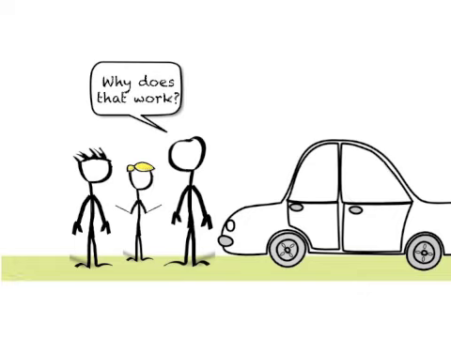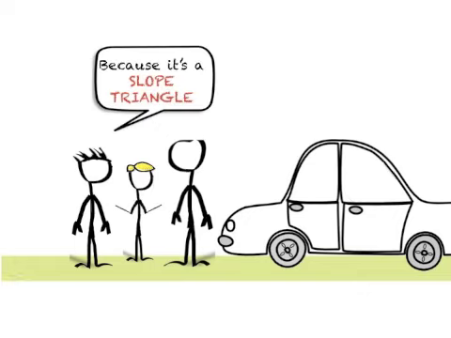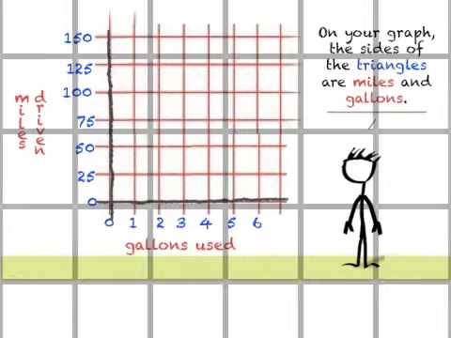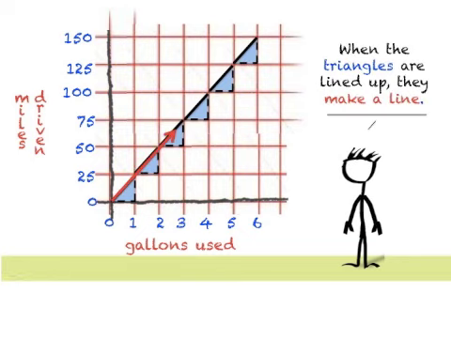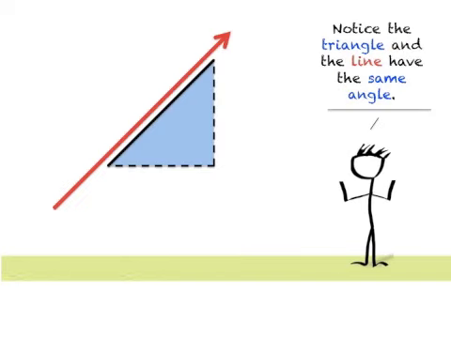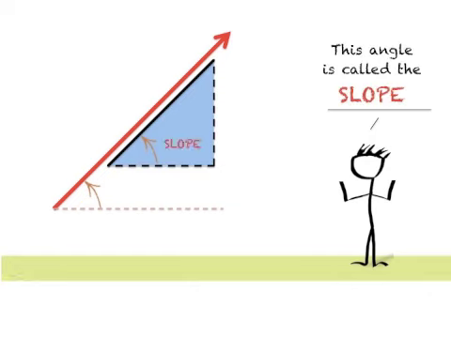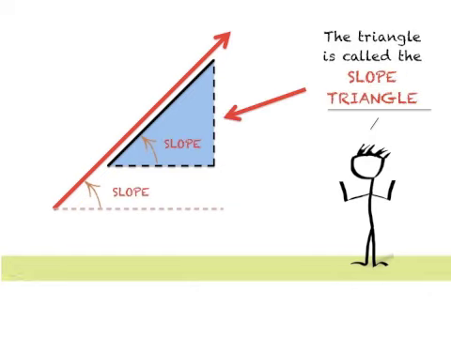"Why does that work?" asked Eric's dad. "Because it's a slope triangle," explained Eric. "Notice on your graph, the sides of the triangles are miles and gallons. When the triangles are lined up, they make a line. Notice that the triangle and the line have the same angle. This angle is called the slope, and this is called the slope triangle."